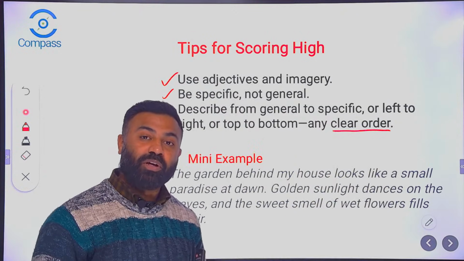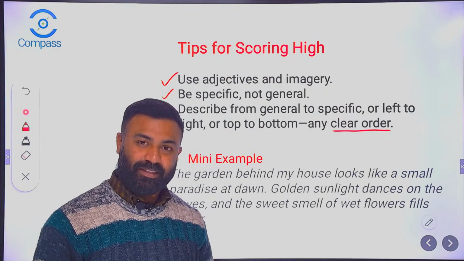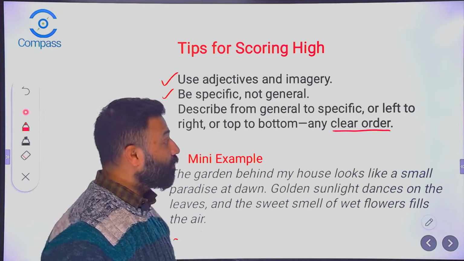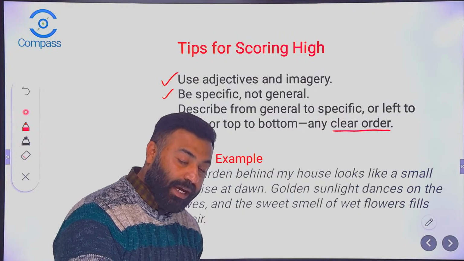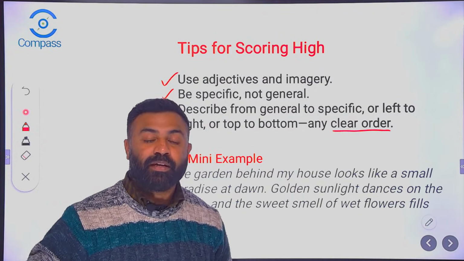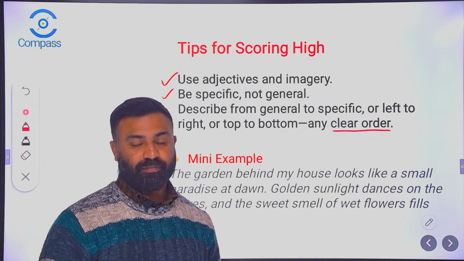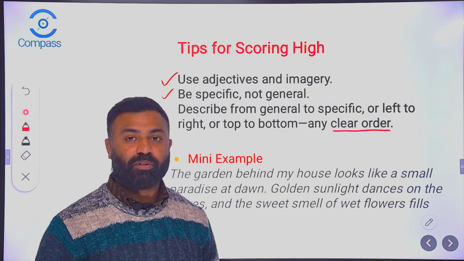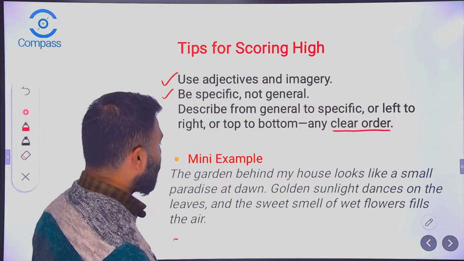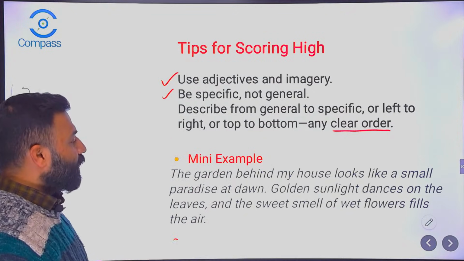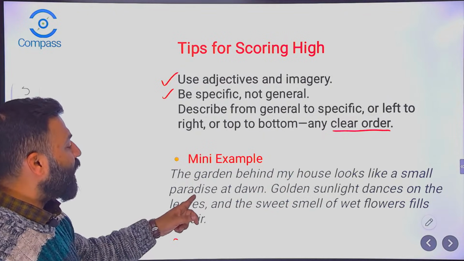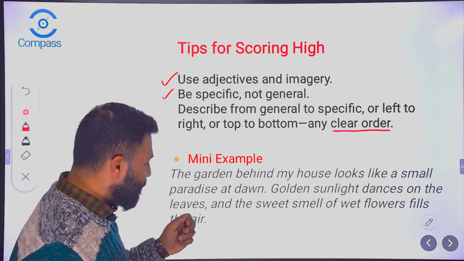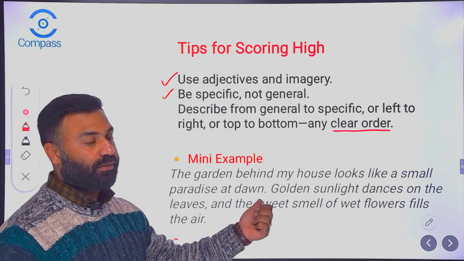You need to use an order when you are describing. You can begin from general to specific. You can start describing general things and then come to the specific description, right? You can follow this order. All right, an example: the garden behind my house looks like a small paradise, which means heaven, at dawn.